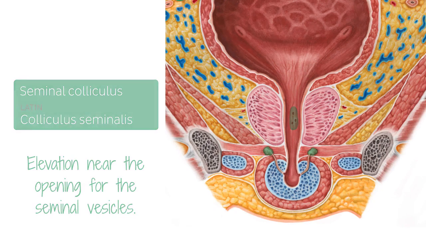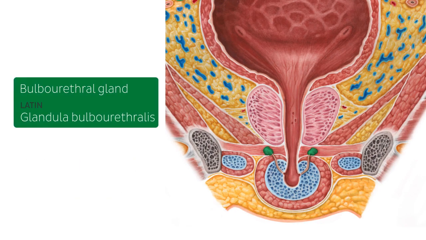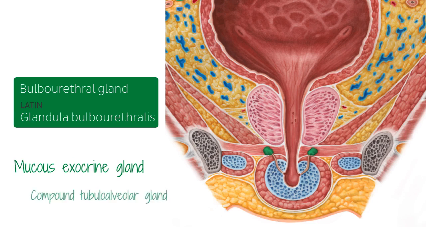Next highlight is this structure here, which is known as the bulbourethral gland. Just below the prostate, at the level of the deep perineal pouch, we find the bulbourethral gland. It is located in the urogenital diaphragm, and it is a mucous exocrine gland found at the base of the penis. This gland, like the prostate, is a compound tubulo-alveolar gland that secretes mucoprotein-rich fluid that makes up about 5% of the ejaculatory fluids.